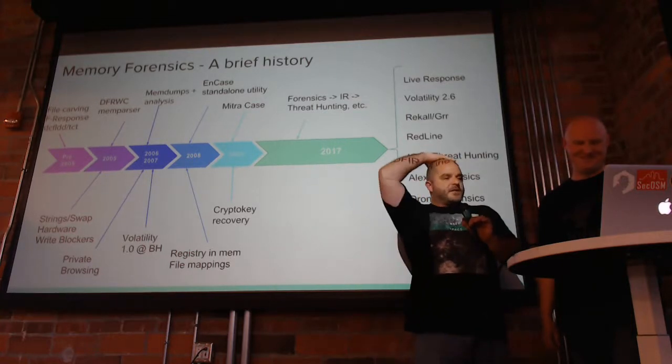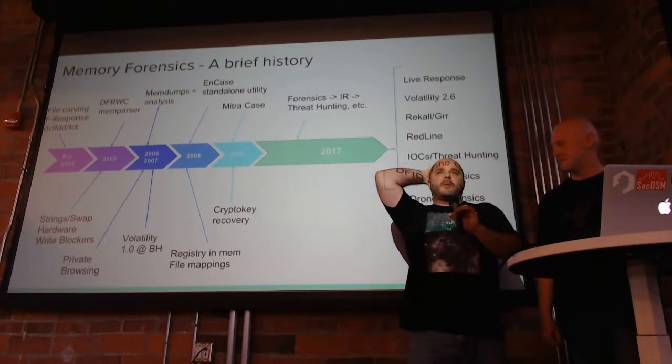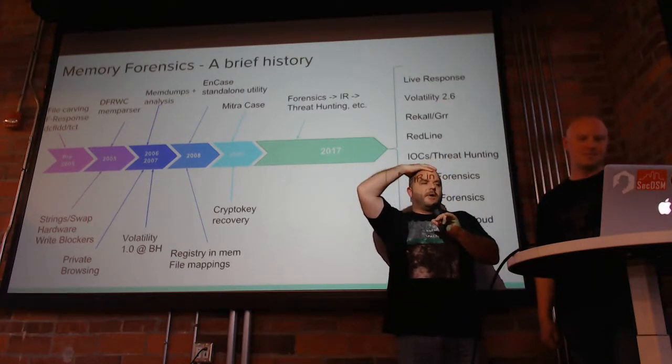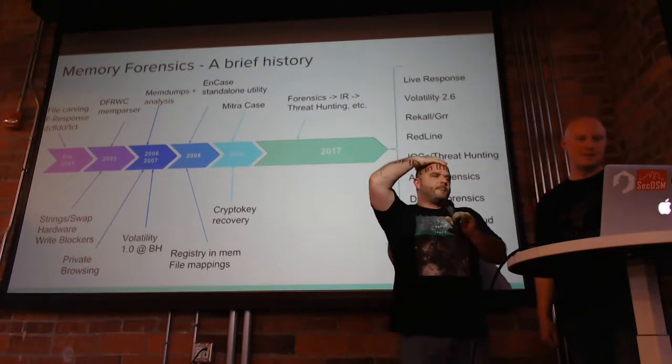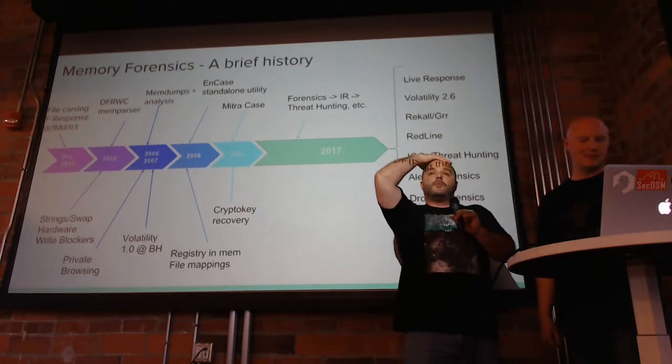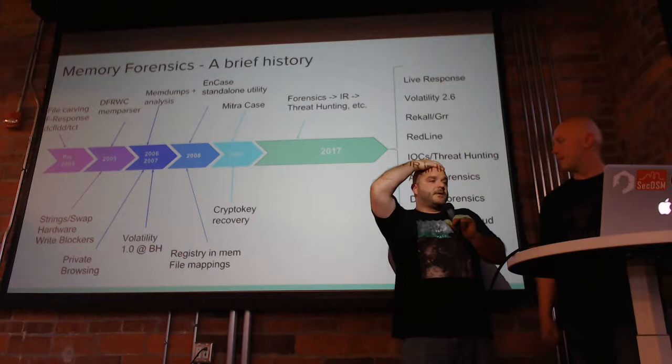All right, so then private browsing came out. We were all like shitting our pants. Oh my gosh, private browsing, how are we gonna do forensics? It's not hard, but that's why memory forensics is important. So you started doing mem dumps in 2006, 2007. Volatility 1.0 came out of Black Hat in 2007.